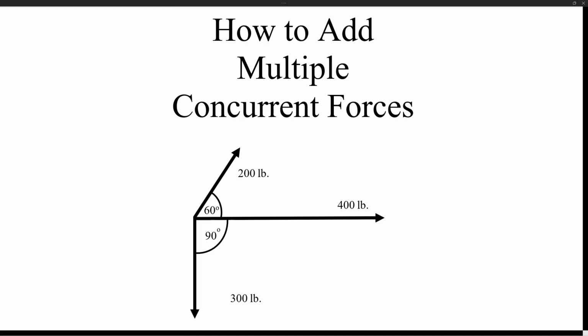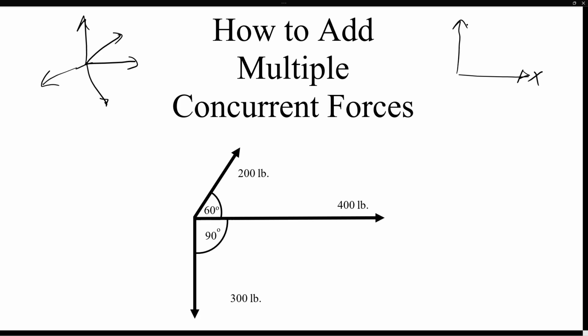How to add multiple concurrent forces. So let's say we have a bunch of forces going on, and they're all concurrent forces. How do we add these forces to find the resultant? The easiest way to do that is to resolve all the forces along the x-axis and y-axis, and then you can simply find the resultant of this using the Pythagorean formula.